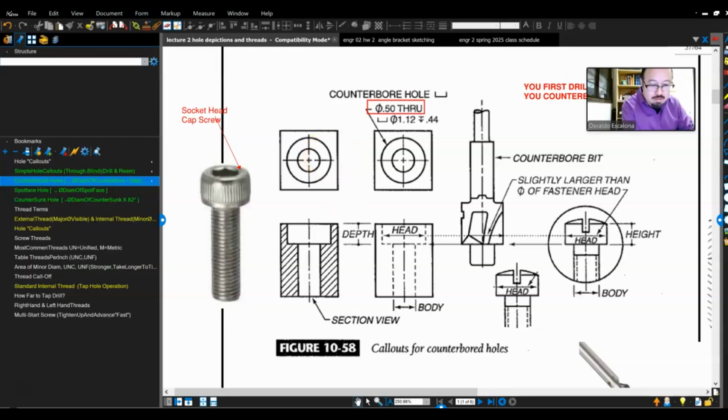Somebody's talking. Any questions? Somebody needs to mute themselves. Right? Yeah, I'll tell them. Viviana, mute yourself. You're muted unless you have a question, please.